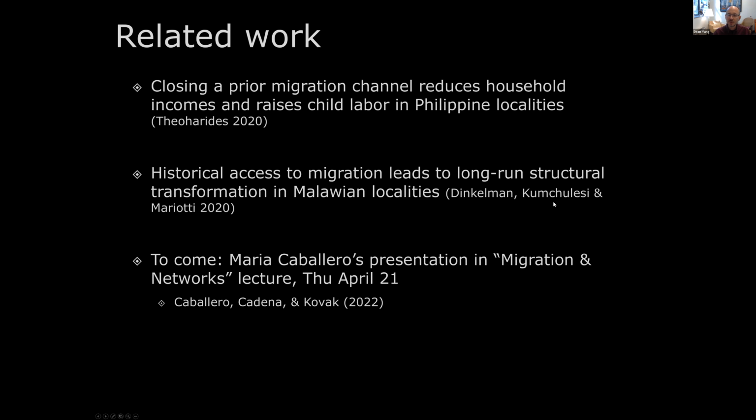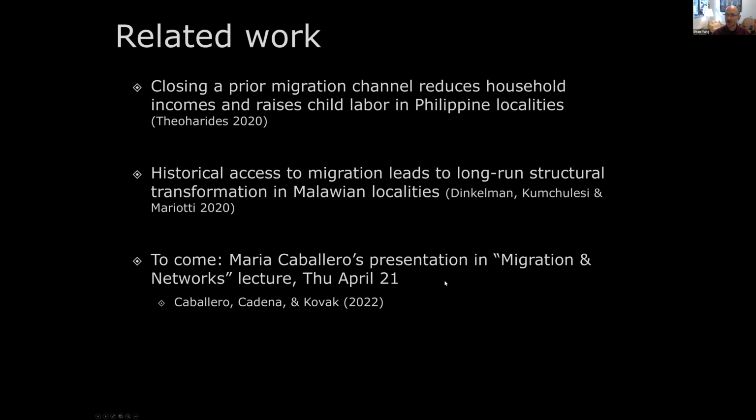Taryn Dinkelman, Grace Kumchulesi, and Martin Mariotti have a nice paper showing that historical access to migration in Malawi leads to long-run structural transformation in the Malawian localities that were benefiting from a historical migration flow. Not a migration flow that continues, but a historical episode of Malawian work in South African mines. So the findings are quite complementary to what we just shared on the Philippines. I would refer you all to that paper as well.